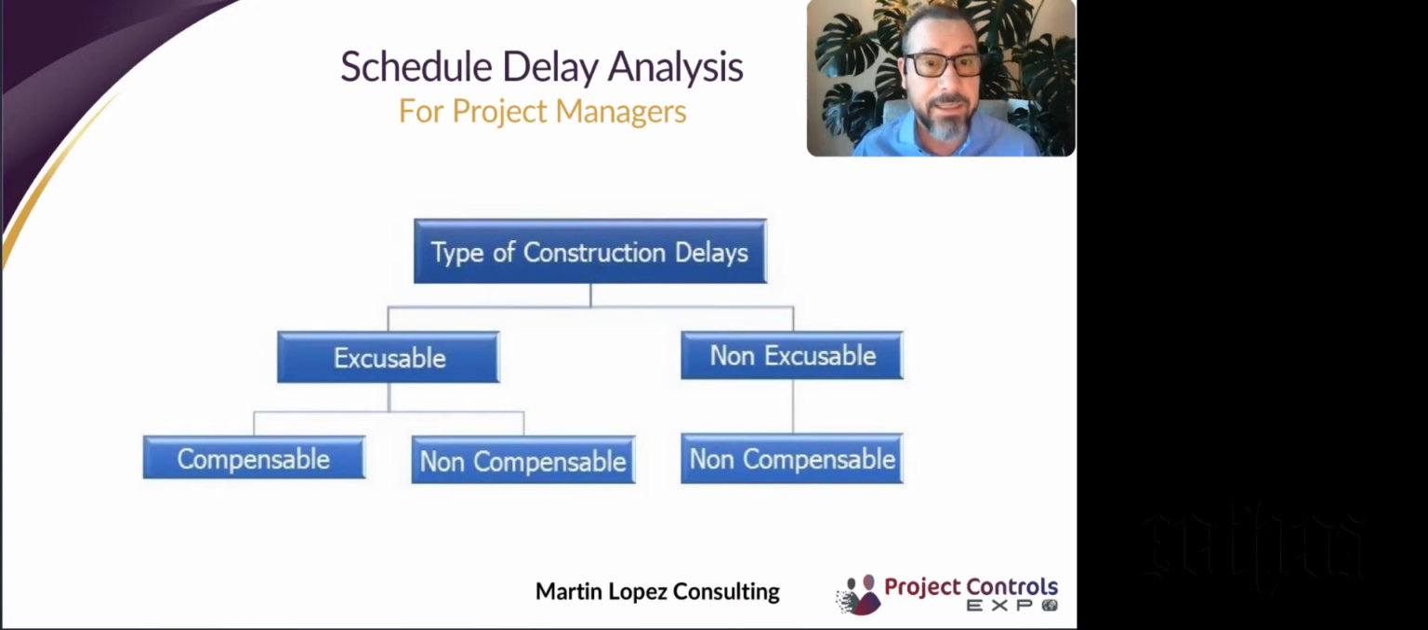Now, as far as the types of claims for delays, there are excusable and non-excusable. Then within excusable delays, we have compensable delays, and you have non-compensable delays. Now, non-excusable delays are typically non-compensable.